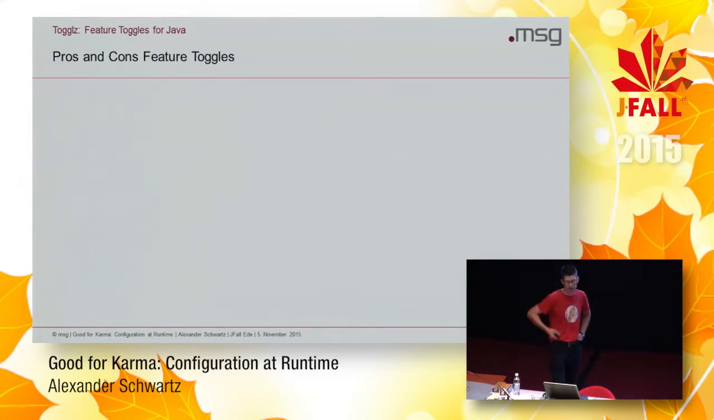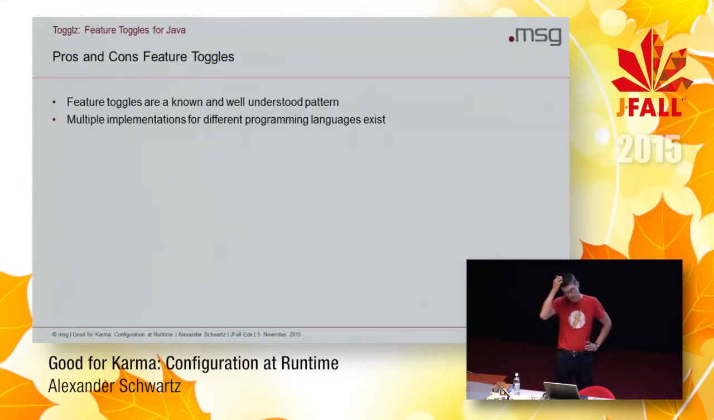So, again, pros and cons for feature toggles. Well, feature toggles have been around for quite some time, and I believe they're well understood. There are lots of implementations for different programming languages. There are also several implementations for the Java language that you can choose from.